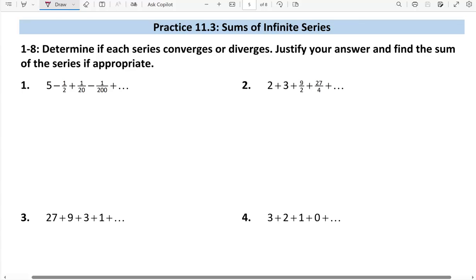This is a video walkthrough for practice 11.3. In 1 through 8, we're asked to determine if each series converges or diverges and justify the answer, and then find the sum of the series if appropriate. And we'll only find the sum when the series converges.